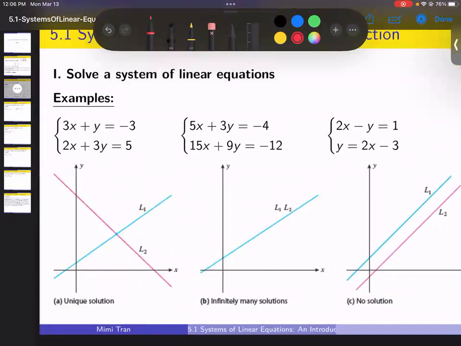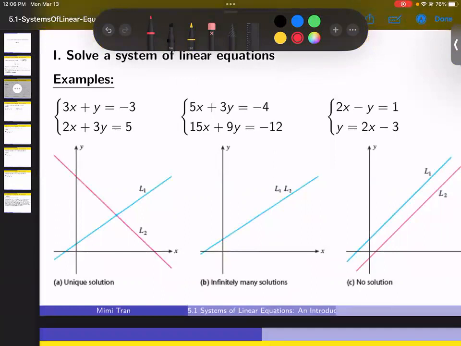Let me ask you a question. The first system of equations, is it consistent or inconsistent? Consistent, because there's a solution. Is it dependent or independent? Independent, because you can see two lines.